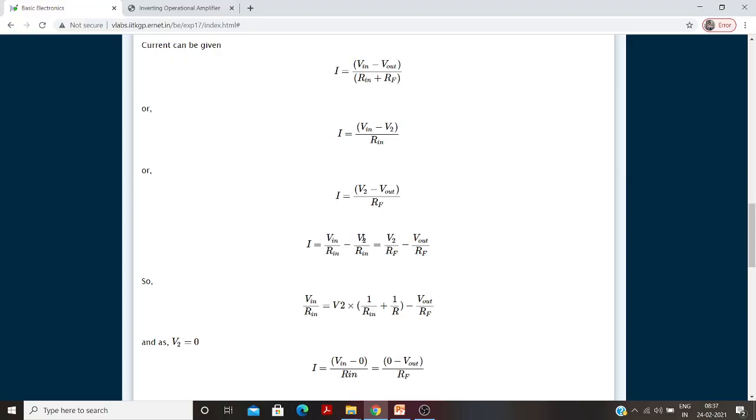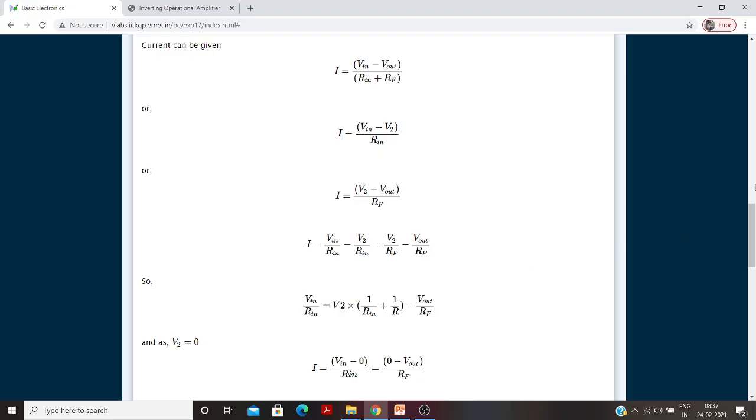If I shift this term to this side, this minus will get plus. So V2 divided by RF plus V2 by Rin minus V out divided by RF. And V2 I am taking common, then what will happen? 1 by Rin plus 1 by RF. Here Rin is there.